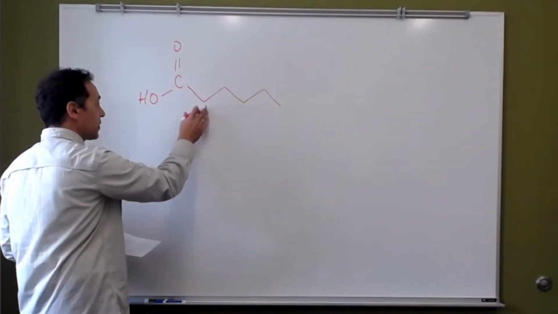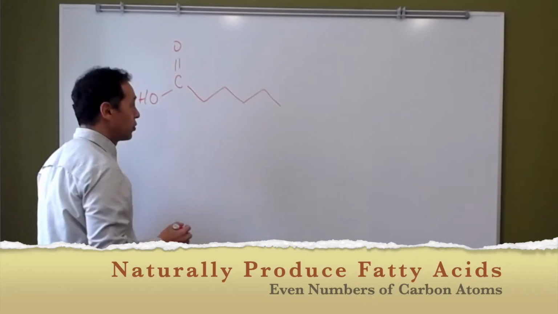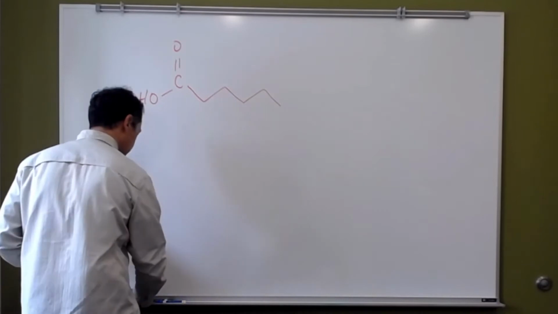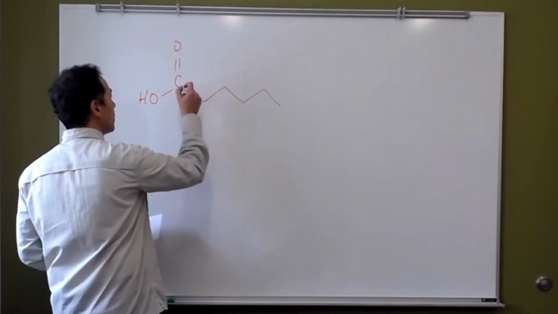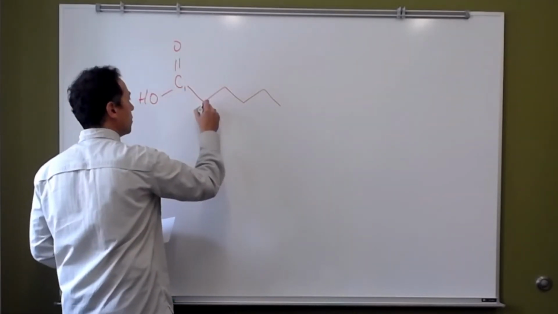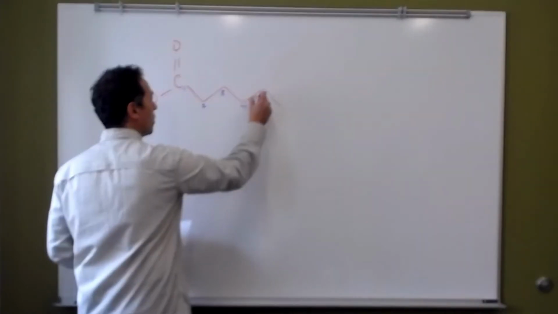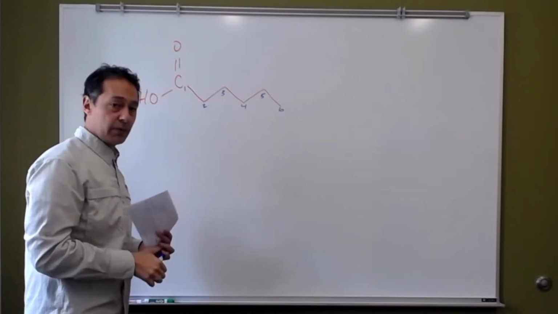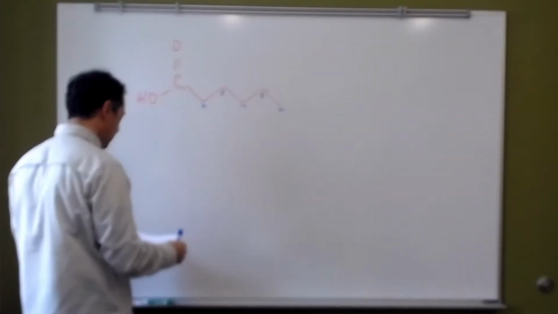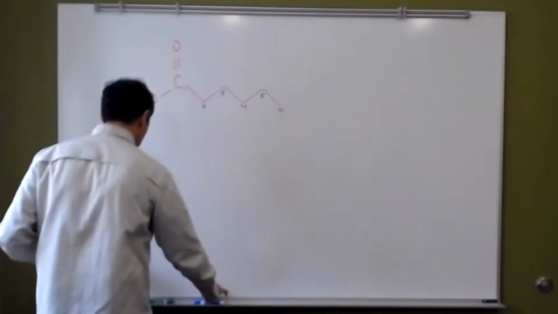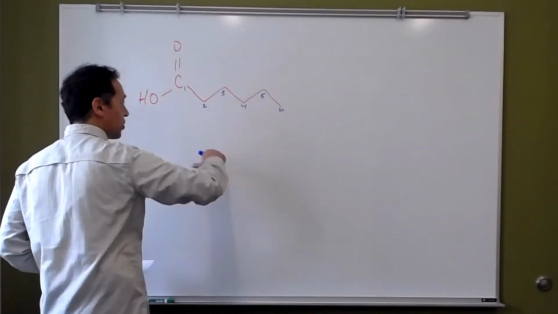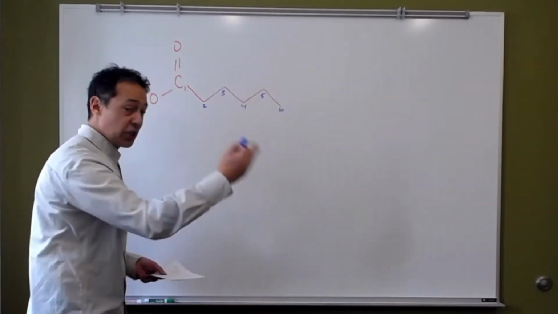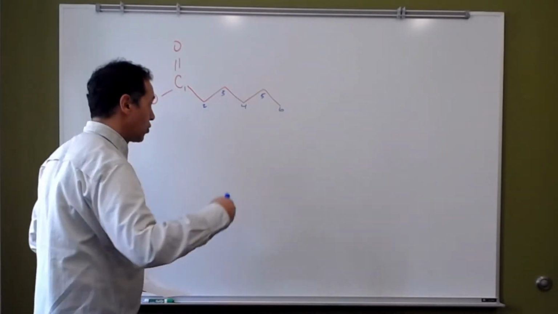And our fatty acids in nature, naturally produced ones, tend to have even numbers of carbons. So if I were to number this here, I would say, here's C1, 2, 3, 4, 5, and 6. So an even number of carbon atoms, that's what we see in natural ones. And we have names for these, just general categories based on the number of carbon atoms. So we have long chains, medium chains, and short chains.